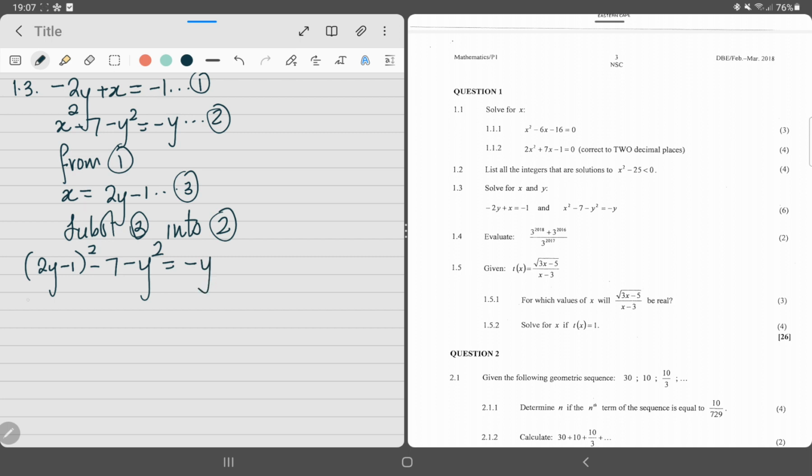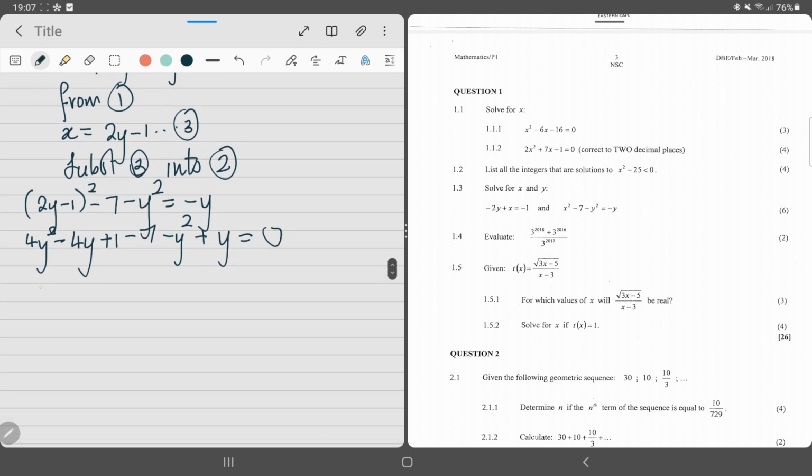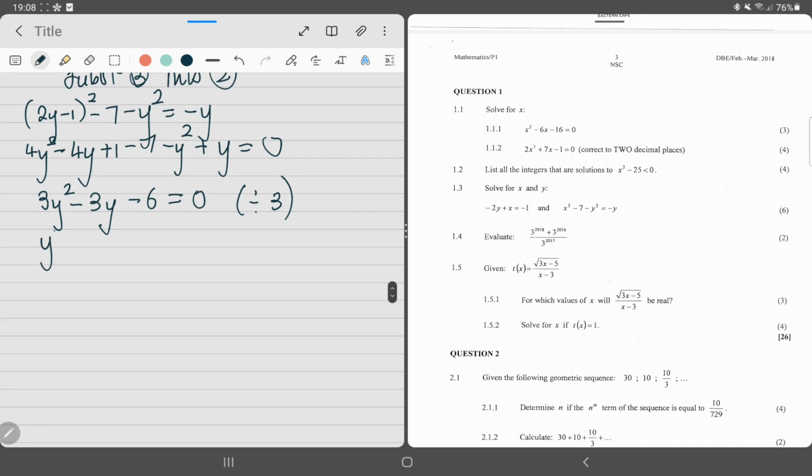Then I'm just going to FOIL this out. So that is 4y squared minus 4y plus 1 minus 7 minus y squared plus y should be equal to 0. So 4 minus 1, that is 3y squared. And then this and that, I'm getting minus 3y. And then that's a minus 6. So I'm just going to divide by 3. So this is y squared minus y minus 2, which is equal to 0.